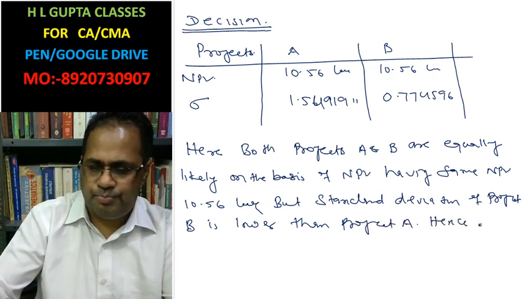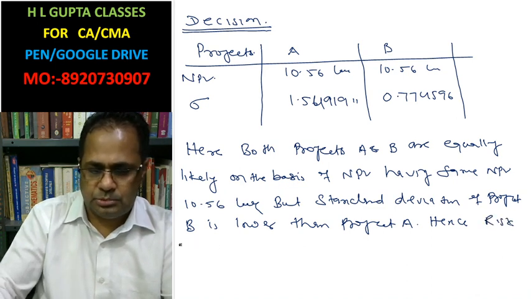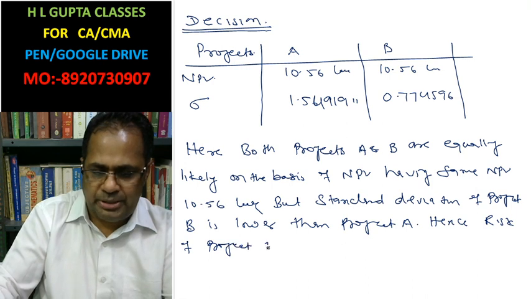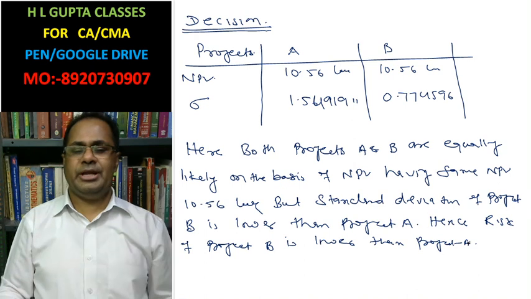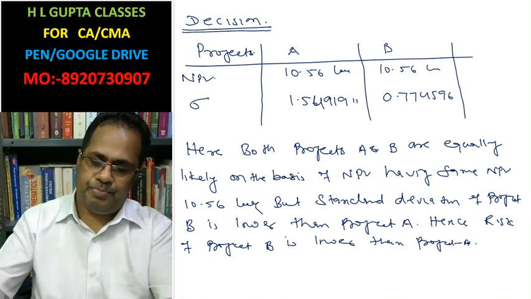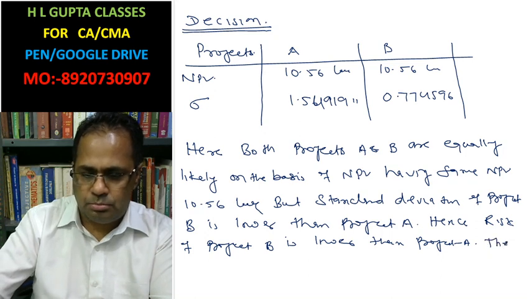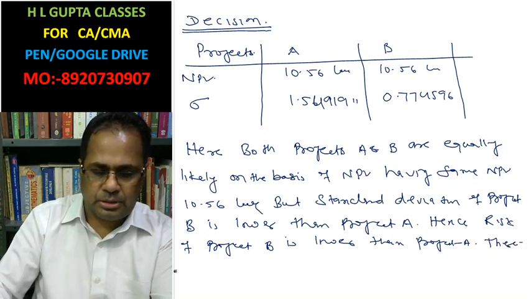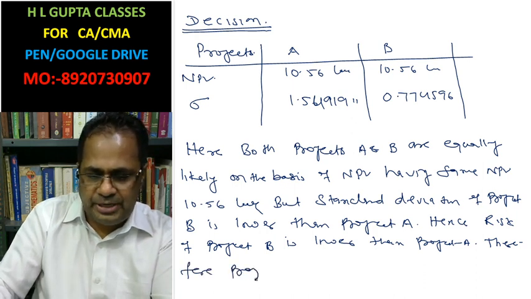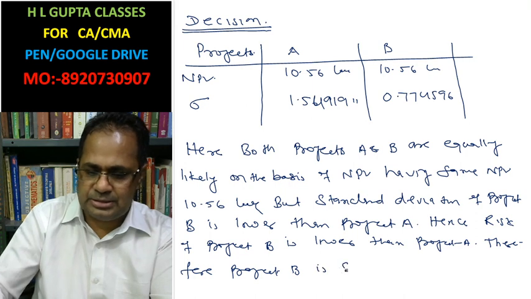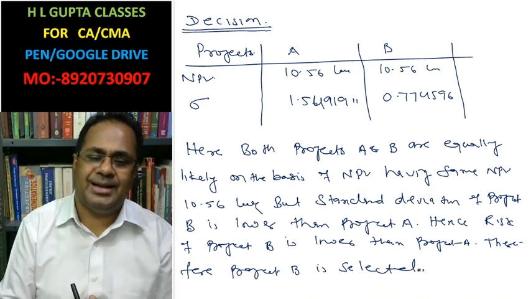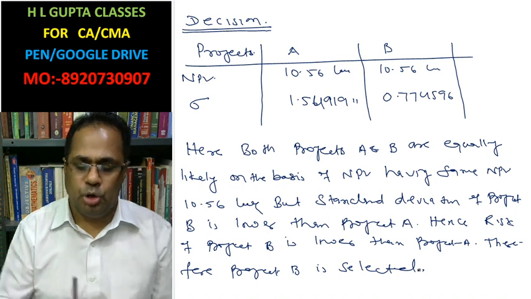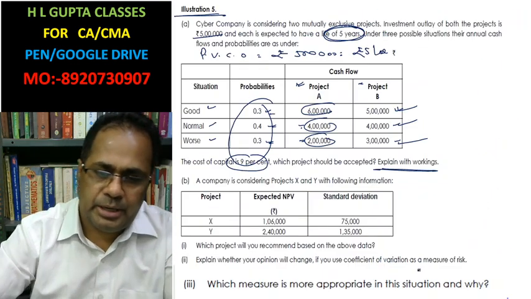Hence, the risk of project B is lower than project A. Therefore, project B is selected, because of having the same net present value at lower risk. Okay, this question is completed. The A part is completed right now.